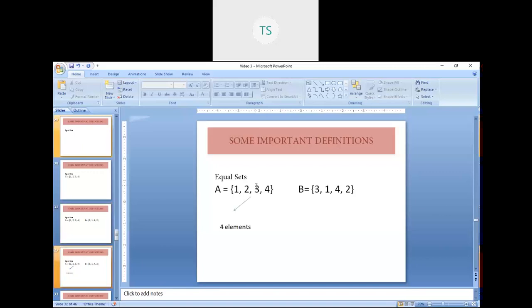In set A, how many elements are there? There are 4 elements. And in set B, how many elements are there? Four. So set B also has 4 elements, and the elements are 3, 1, 4, 2. Now compare the elements of set A and set B. What can you say about the elements of set A and set B?